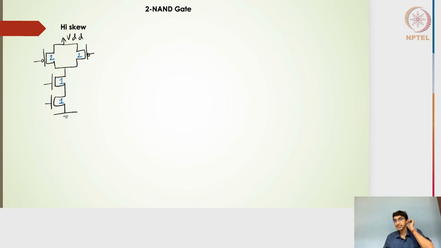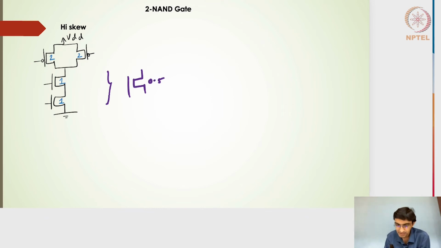Moving ahead, let's take a look at the 2-input NAND gate. So a high skewed 2-input NAND gate is written here. And it is called a high skewed because if I look closely into this, the equivalent transistor for these two series transistors, if it is 1 and 1, will be 0.5.